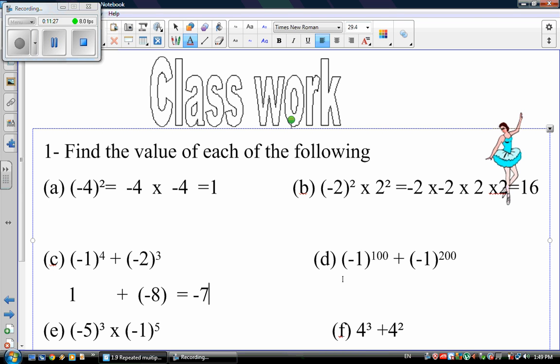Let's try number D. Negative 1 to the power 100. It will be 1. And we can use the calculator to get the answer. Okay, what about negative 1 to the power 200? Will be also 1. And then we have to add them. The answer will be 2.